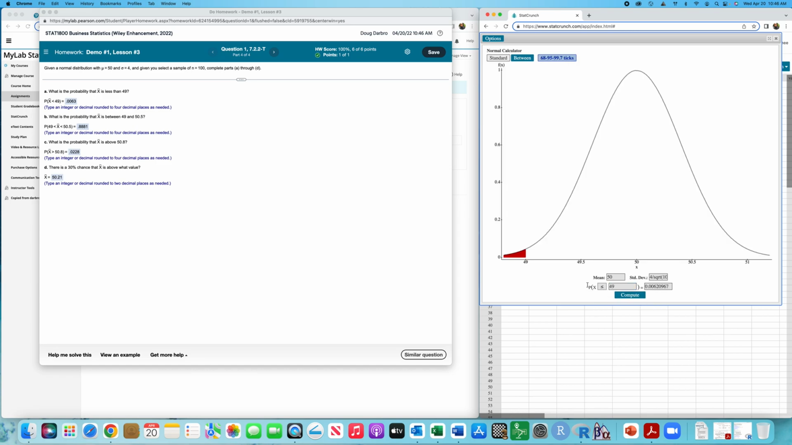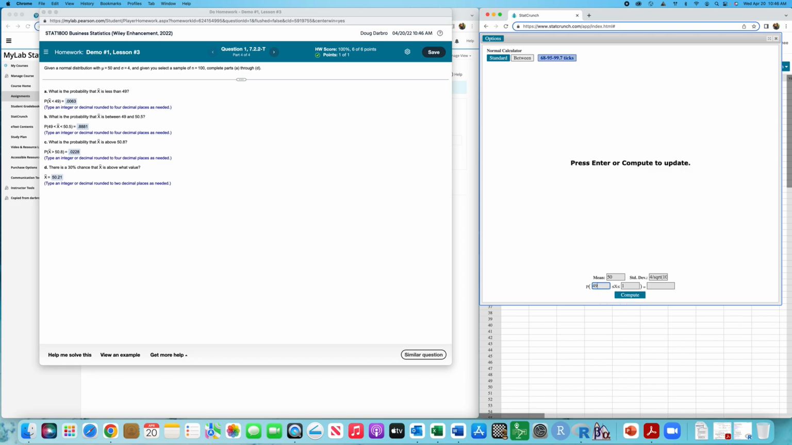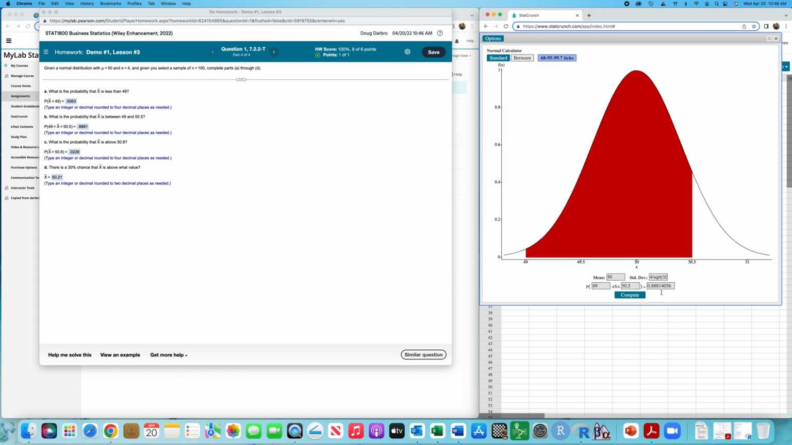So you can see I get 0.0063 as I've entered. What is the probability X bar is between 49 and 50.5? I'm going to go up here and select between. So I want between 49 and 50.5. So you can see I get 0.8881, which I've entered there.